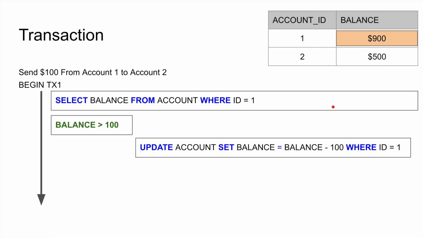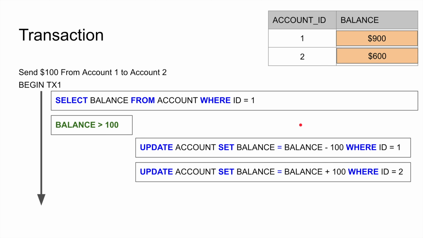But that's not committed yet. It's just touched. It's a dirty change. And then I'm going to add another 100 to the second account. Going to commit my changes. Turn green, that means it's persisted. All good. We're happy. And that's it. So that's essentially what a transaction is. It's a unit of work, but it consists of multiple queries, one or more. That's a transaction.